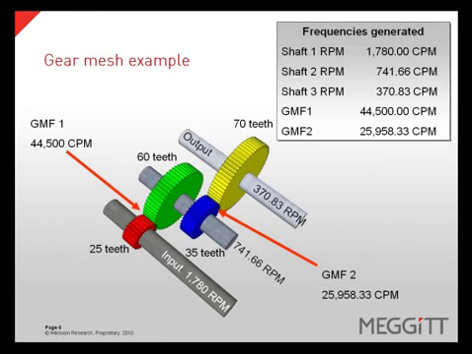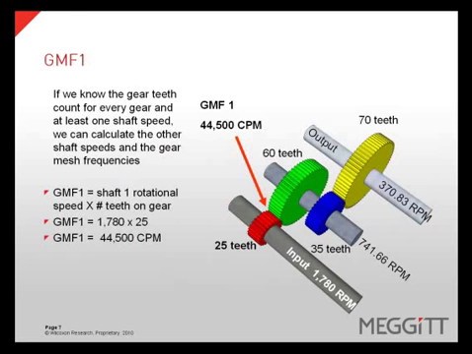It is important to understand that any of these frequencies can be evident at any measurement location on the gear set. We can calculate the gear mesh frequency if we know 2 pieces of information, the shaft speed and the number of teeth on the gear. With this information, we can determine the speed of the other shafts and the other gear mesh frequencies.